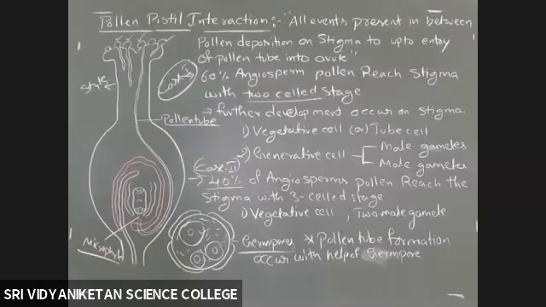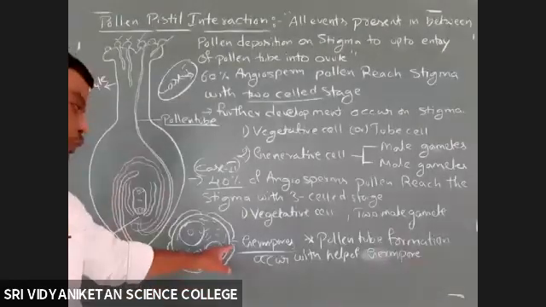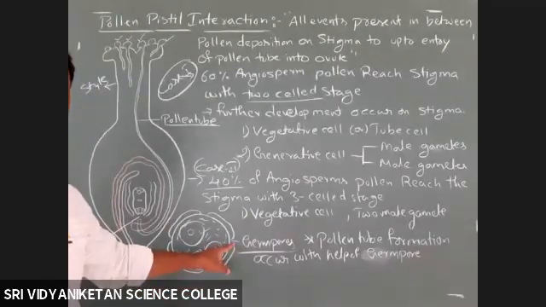Whenever the pollen grain is the right type, the pollen grain immediately germinates with the help of a minute gap. It is called the germpore.